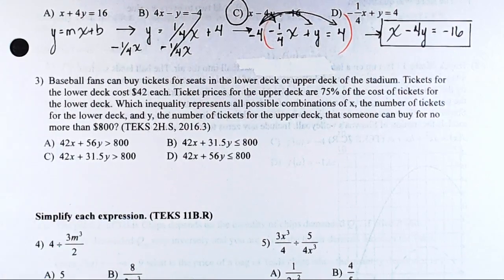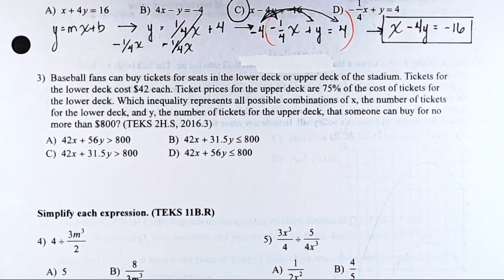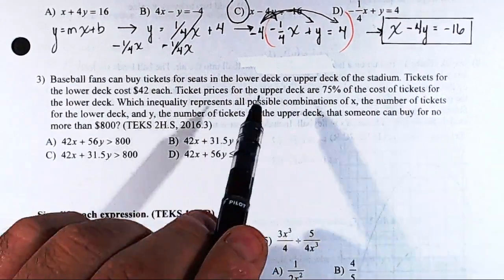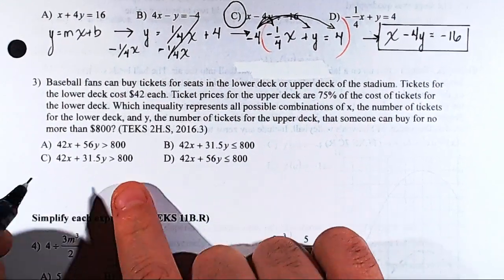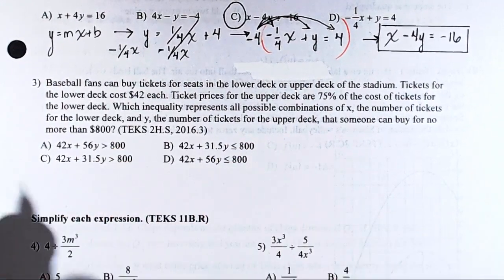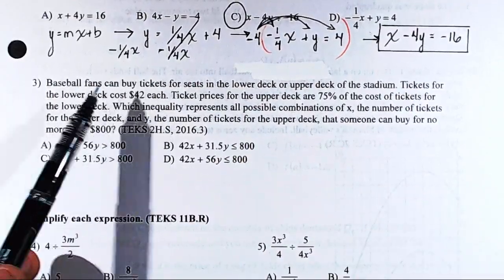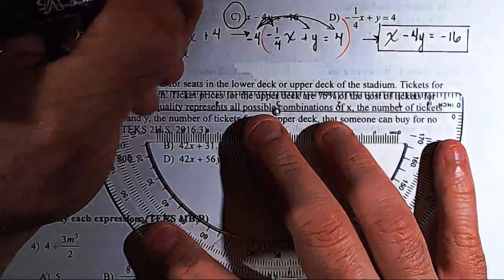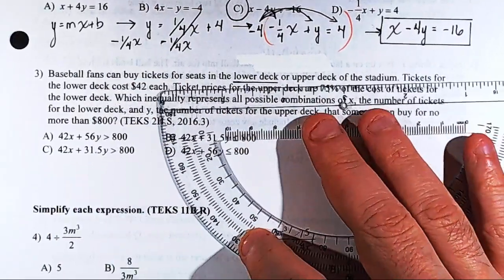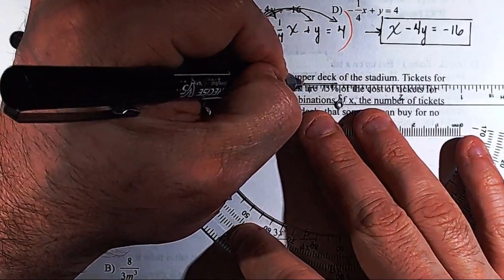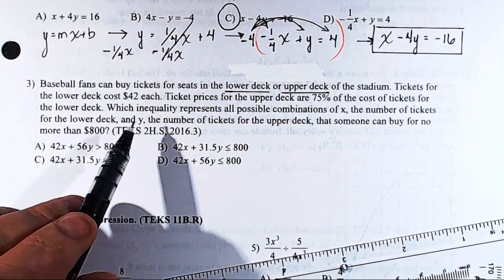Baseball fans can buy tickets for seats in the lower deck or upper deck of the stadium. Before I continue, I see it's a system of linear inequalities. You've got the inequality symbols. So what am I dealing with here? There's one variable, that's one type of ticket, lower deck tickets. Here's another type, upper deck tickets. Tickets for the lower deck cost $42.